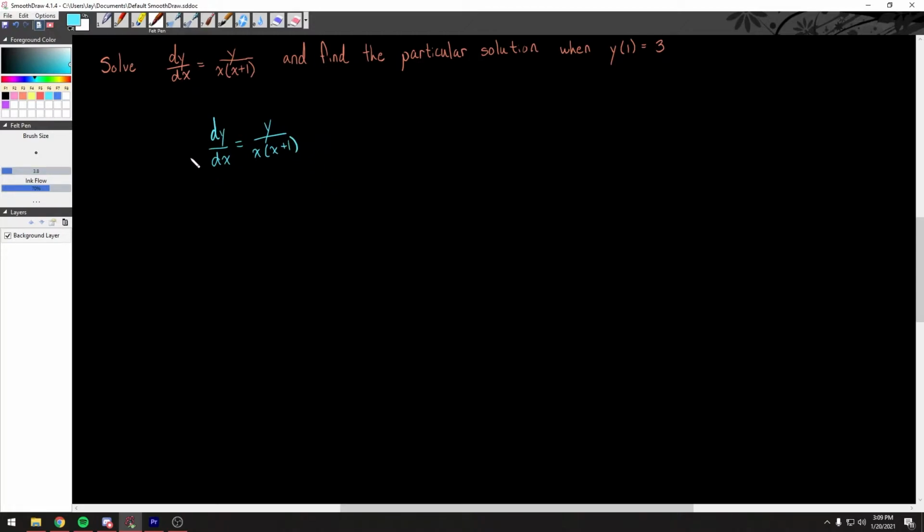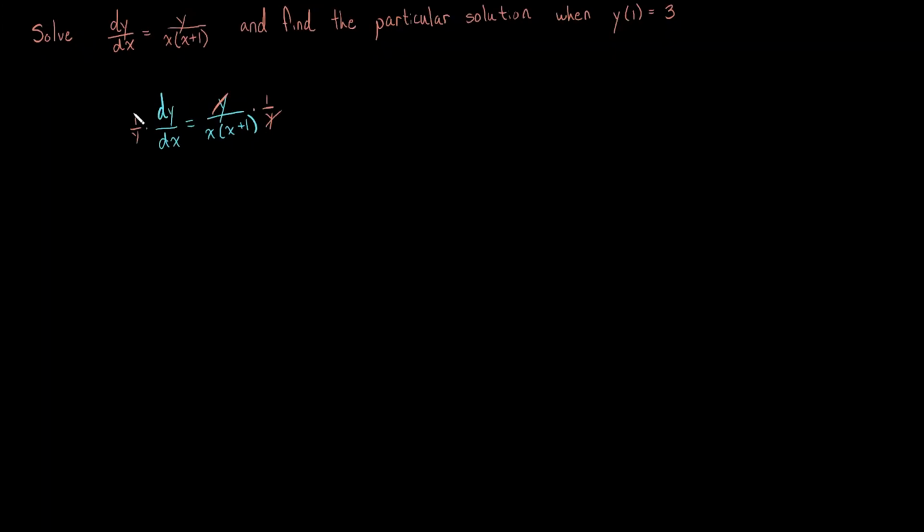First thing we want to do is get our variables all on one side. So we're going to multiply by 1 over y on both sides. The y will cancel out with this y right here, and then we have 1 over y dy over dx on this side is equal to 1 over x times x plus 1.